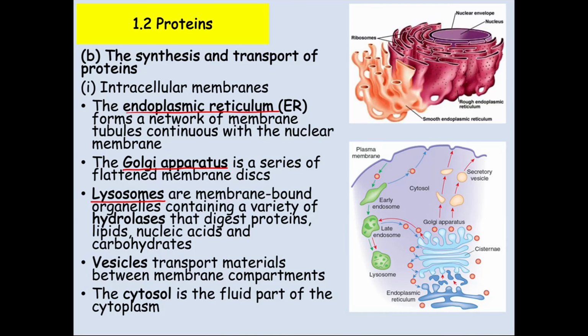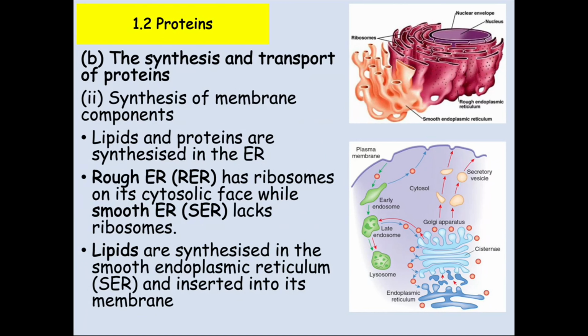And we can see the cytosol here surrounding all of our organelles within the cell. So lipids and proteins are synthesized in our endoplasmic reticulum up here. Lipids and proteins, but each are synthesized in different parts of the endoplasmic reticulum. So we have to know the two different parts.